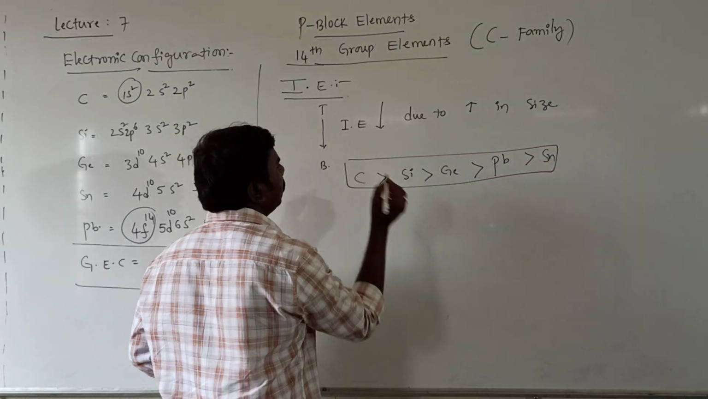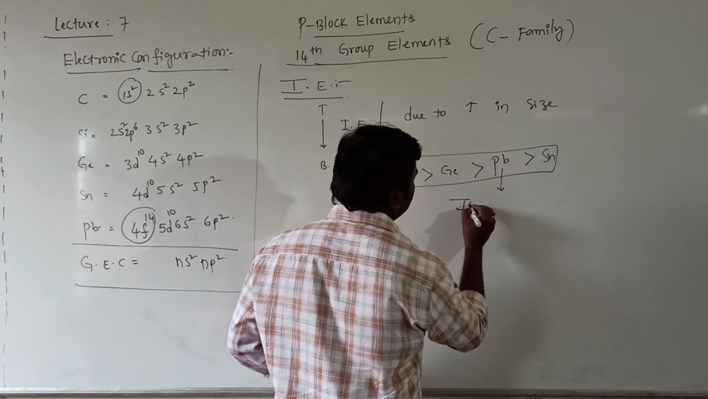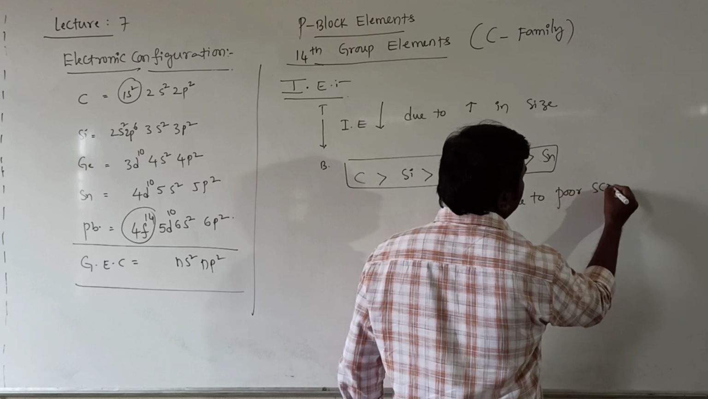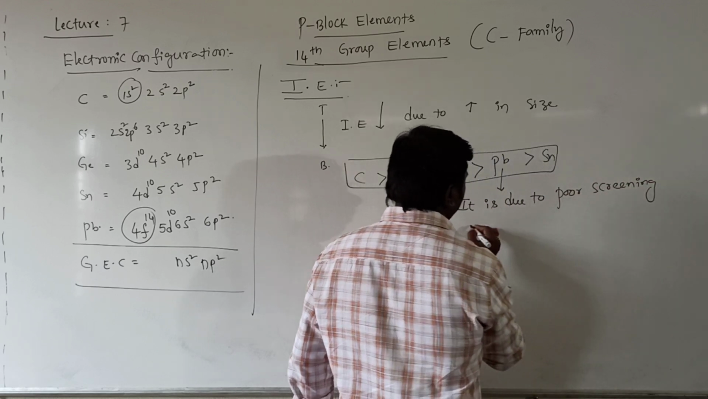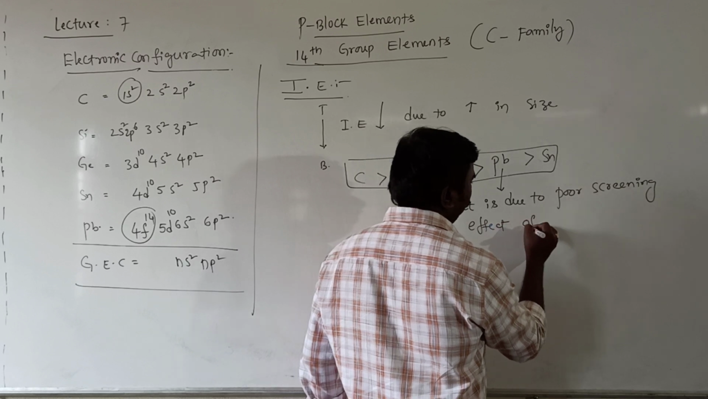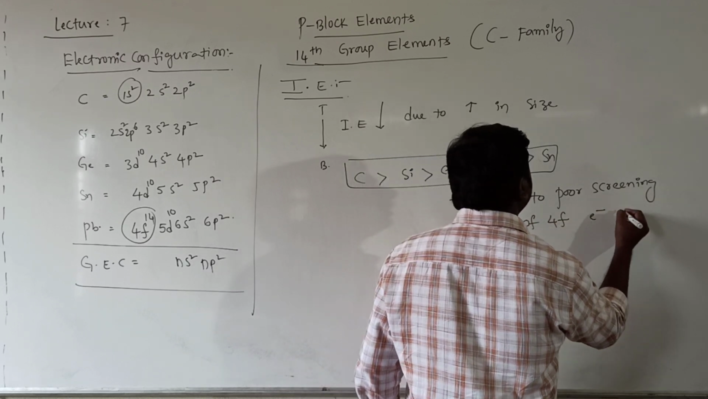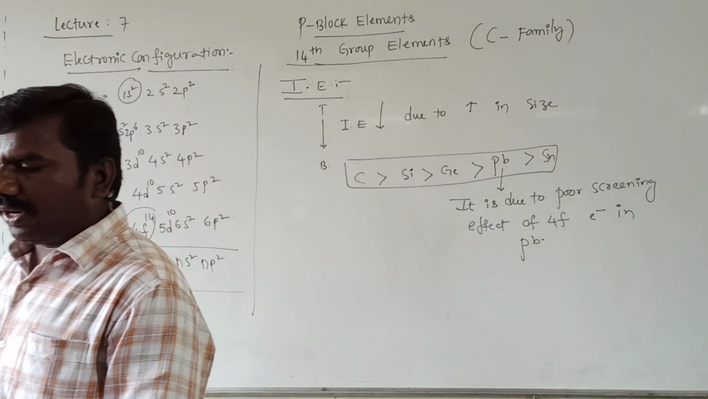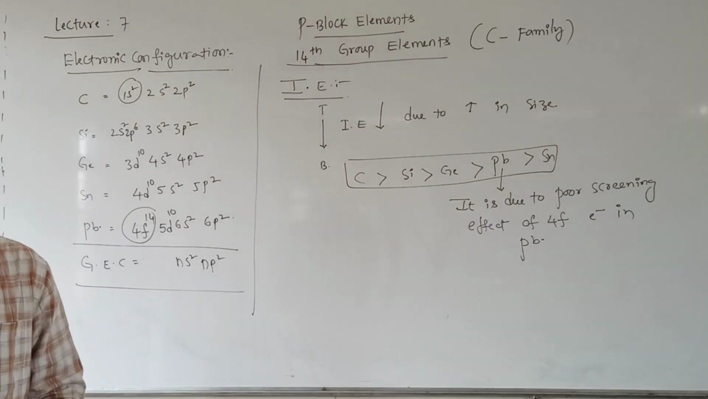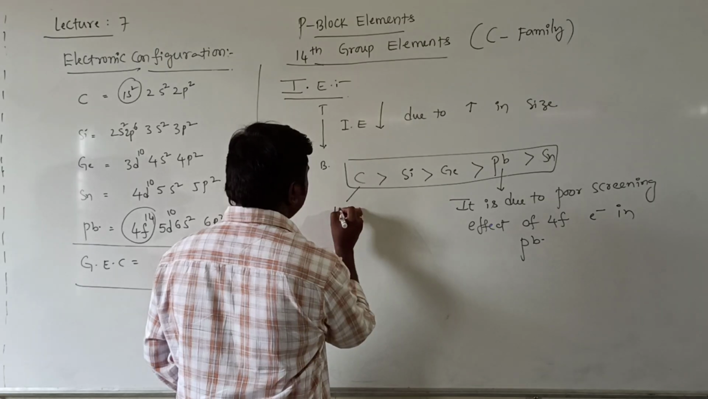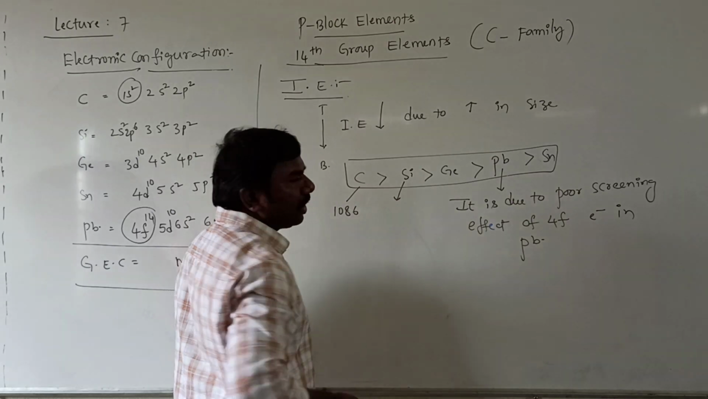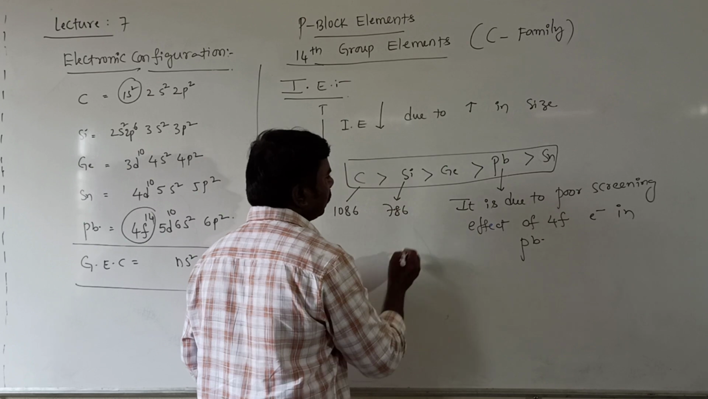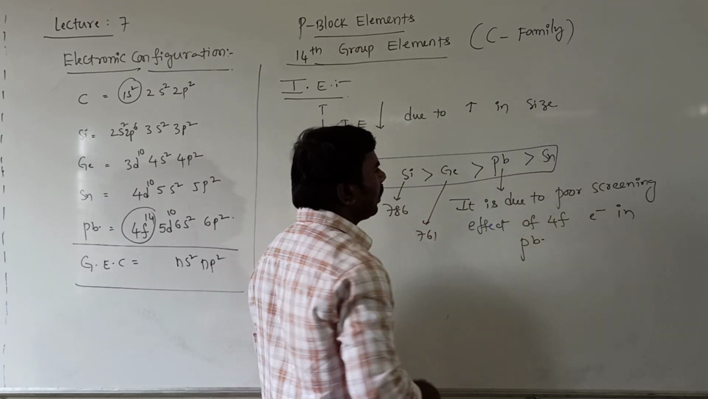The right order is due to the poor screening effect of 4f electrons in lead. Now the ionization enthalpy values are 1086, 786, 761, 786, 761 kilojoules per mole.